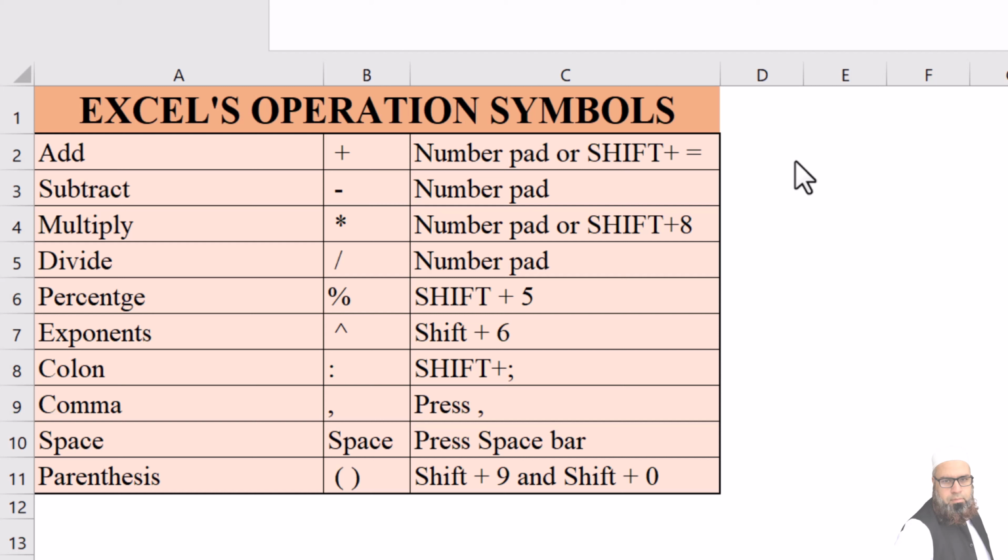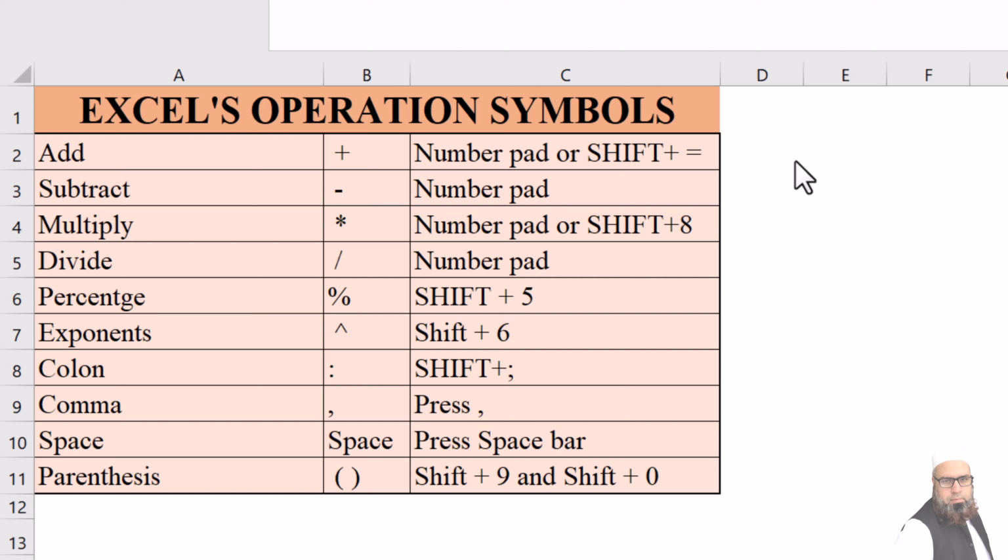Percentage can be inserted by shift plus 5. Exponents can be computed by pressing shift plus 6. Colon is a range operator which produces one reference to all the cells between two references, including the two references. Comma is known as union operator, which combines multiple references into one reference. Space is also used as an operation symbol in Microsoft Excel. The space is an intersection operator which produces a reference to cells common to the two references.